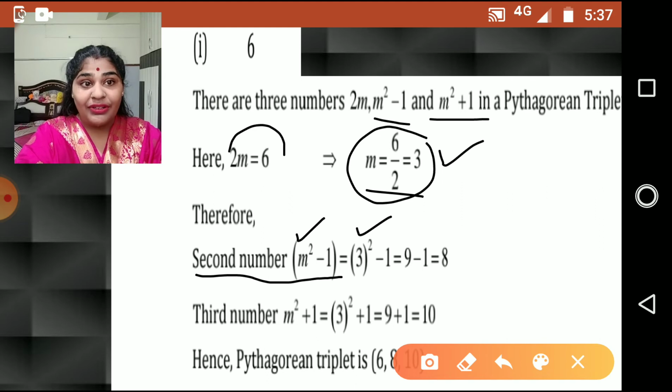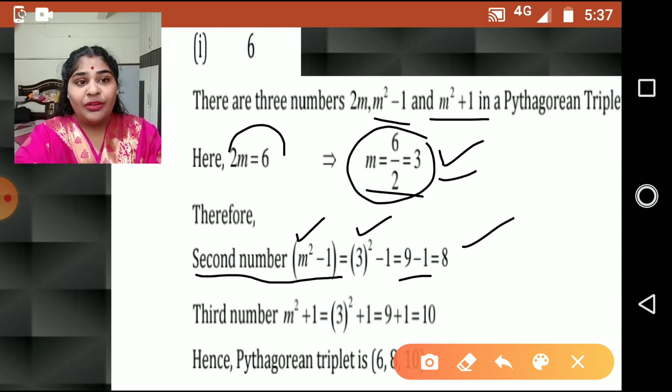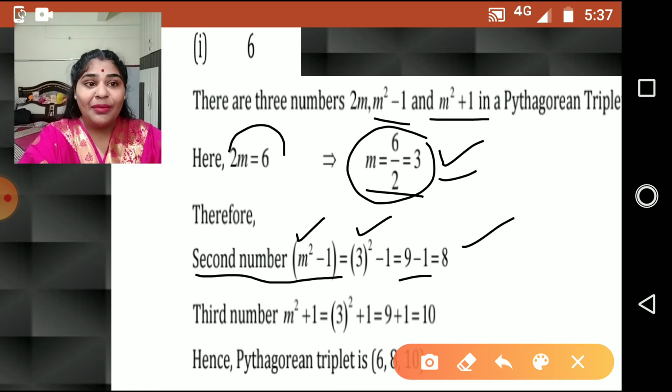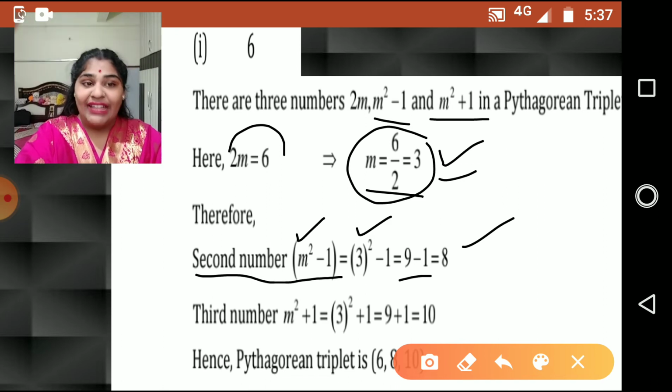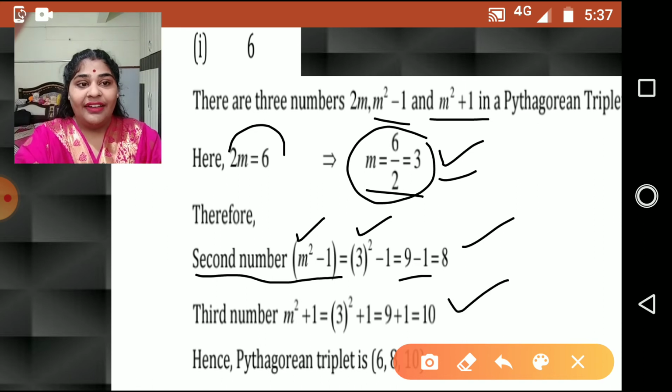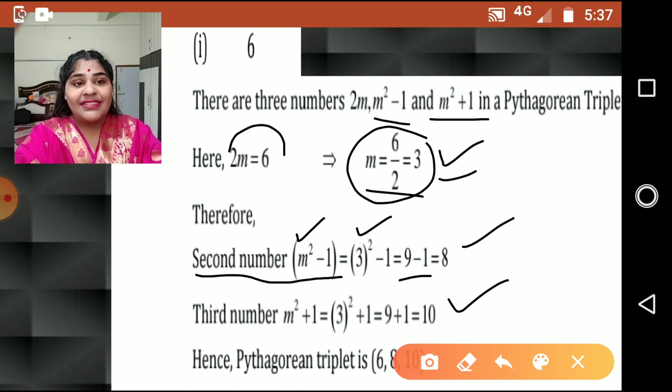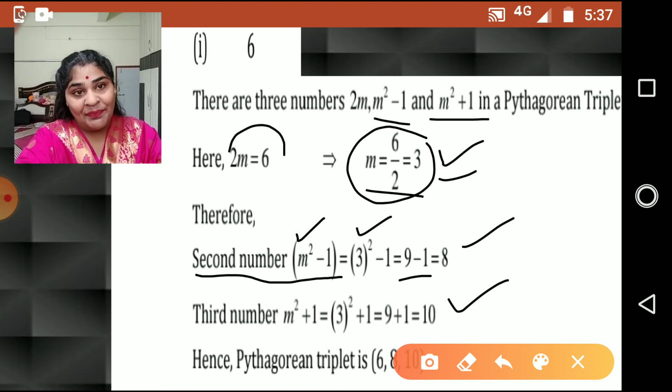I am just substituting the value of m is equal to 3. So 3 square minus 1 is equal to 9 minus 1. 3 square is 9, so 9 minus 1 is equal to 8. So we got our second number, that is 8. Similarly, the third number is m square plus 1, which is equal to 3 square plus 1, which is 9 plus 1, which is nothing but 10. So hence we got our Pythagorean triplet, that is 6, 8 and 10.